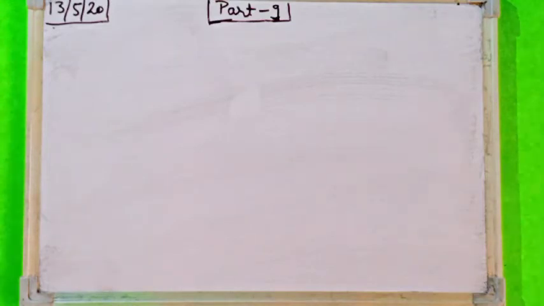Accessible objects are those objects whose top can be reached by us, and inaccessible objects are those objects whose top cannot be reached by us. So with the help of triangulation method, in this video we will try to find out the height of an inaccessible object.